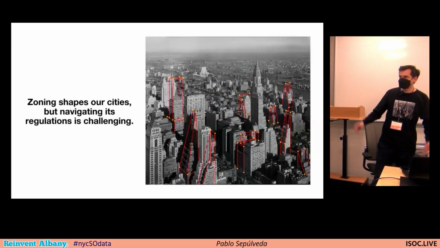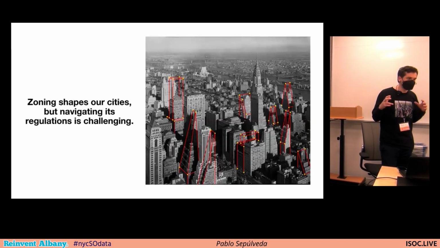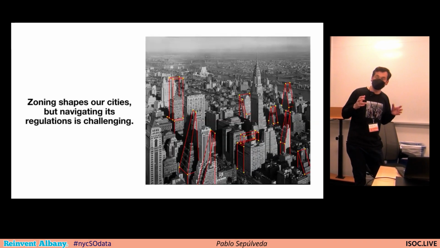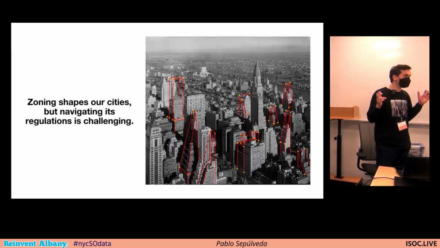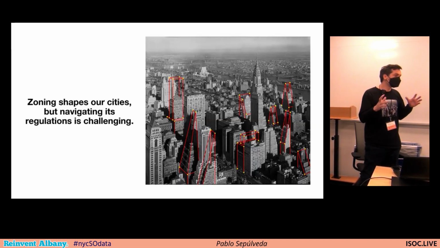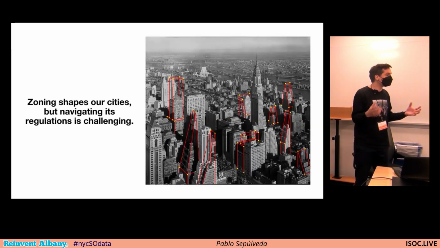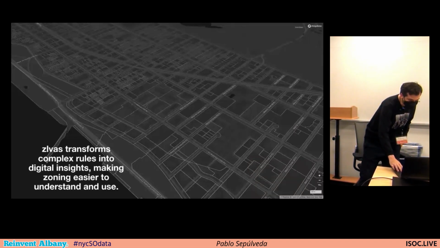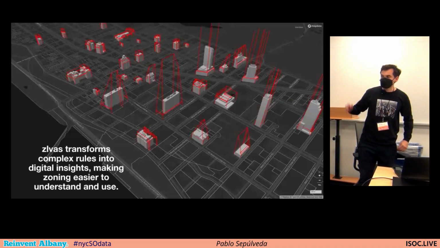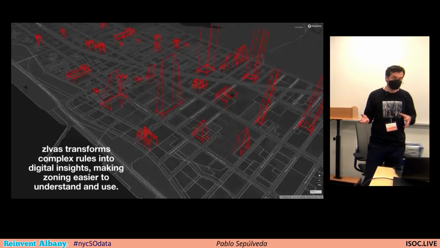So when we look at a city and we observe the skyline, the massing among us, we tend to focus solely on the construction. But behind these buildings exist invisible lines and planes that pretty much govern the overall massing of a building, right? Zoning shapes our cities, but navigating the regulations, specifically in New York City, is very complex and challenging. So what we're doing with Selvas is transforming complex rules into digital insight, making zoning easier to understand and to use, right?